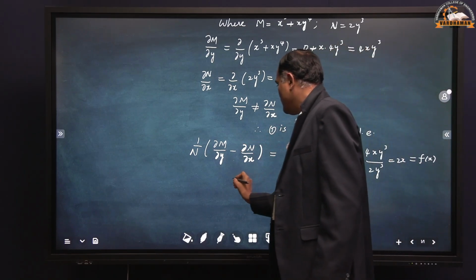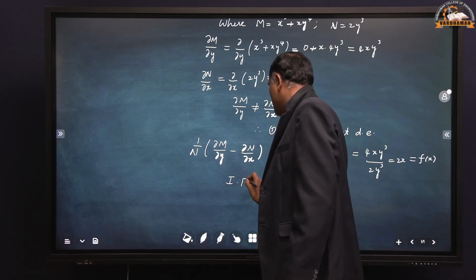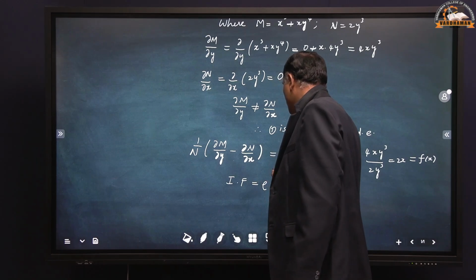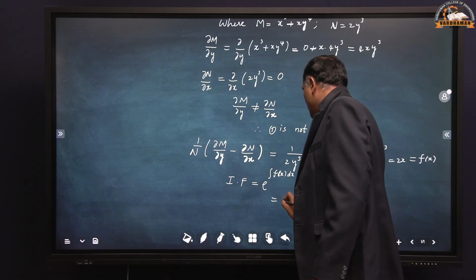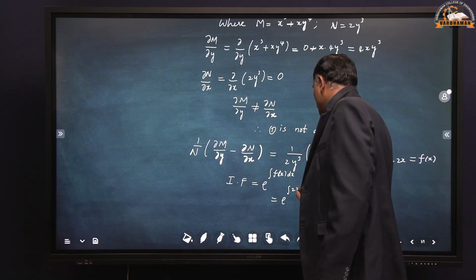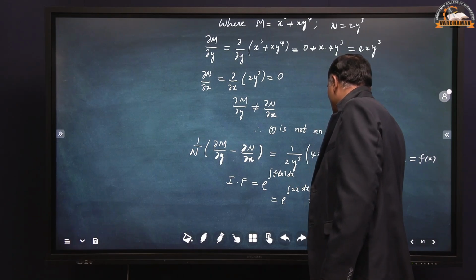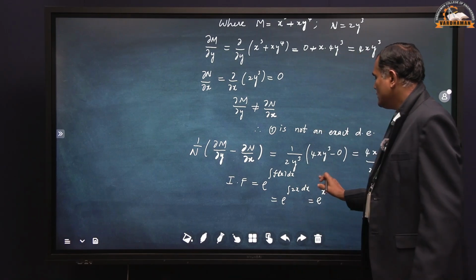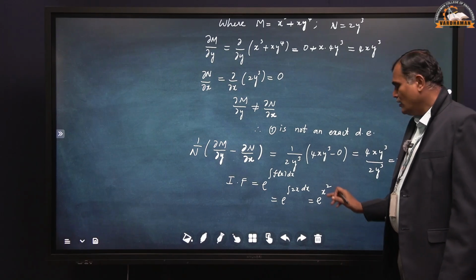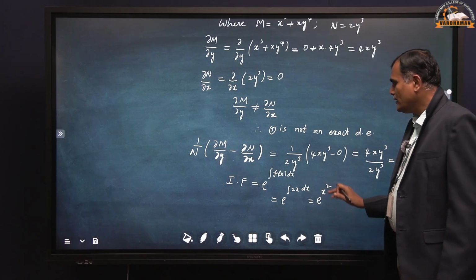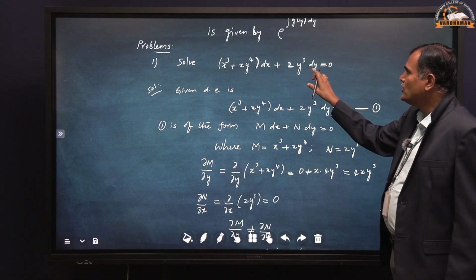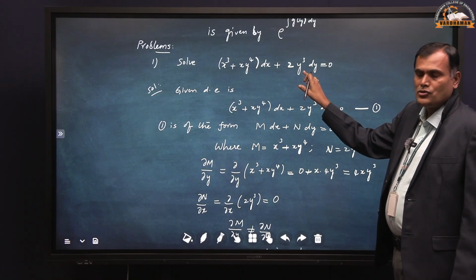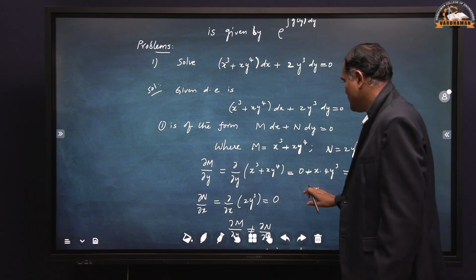Now here in this case the integrating factor is given by e power integral f of x dx, that is e power integral 2x dx, that is e power x square. Now this is the integrating factor. Now we multiply this integrating factor with the given differential equation, then this DE becomes an exact differential equation. Let us try like that.